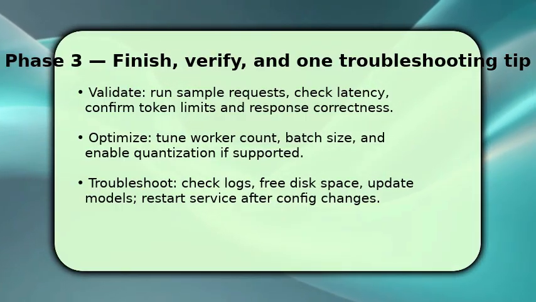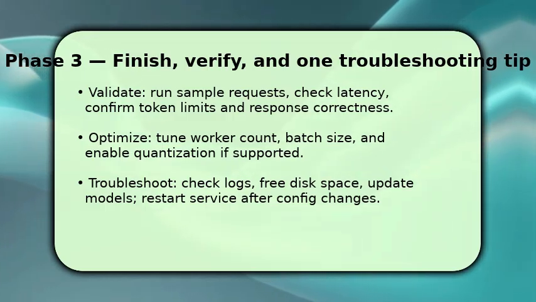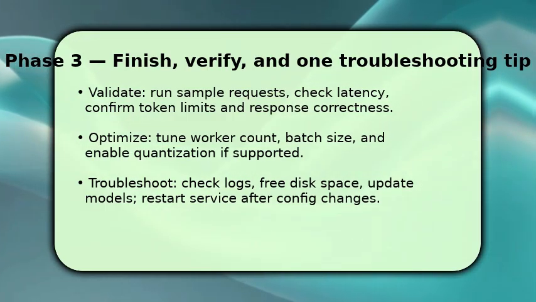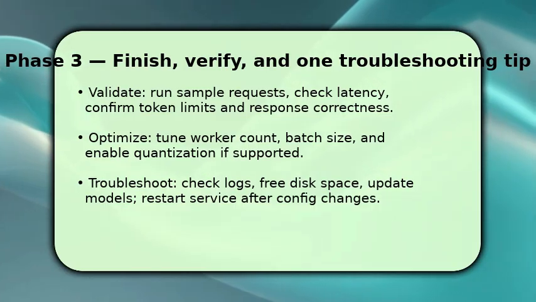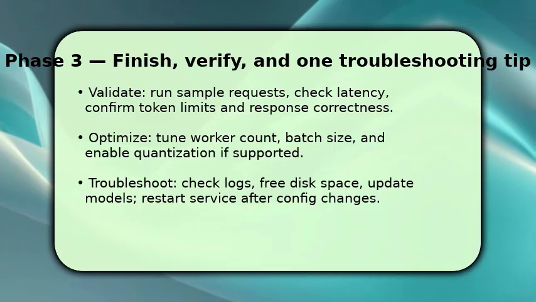Check latency and token limits to confirm expected behavior. If throughput is low, tune worker count and batch size, and enable quantization or mixed precision if your model supports it. Make sure metrics and health endpoints are monitored.